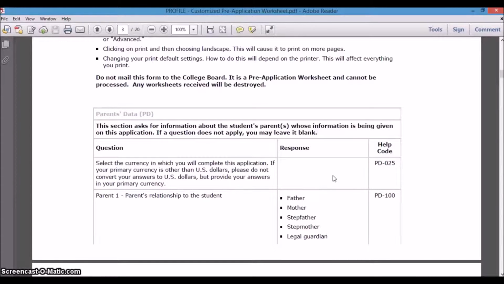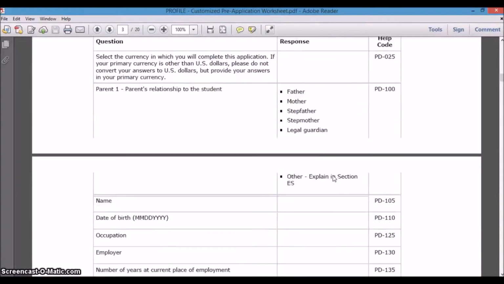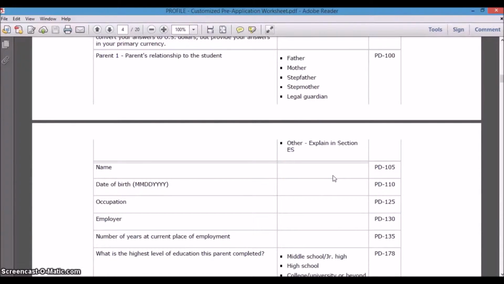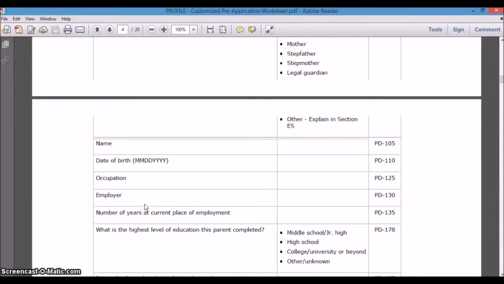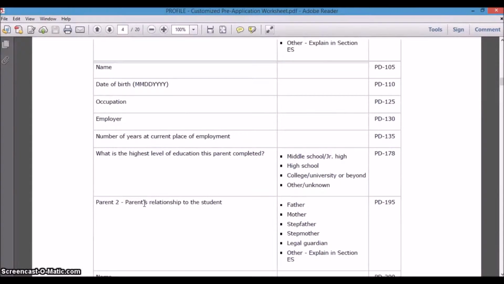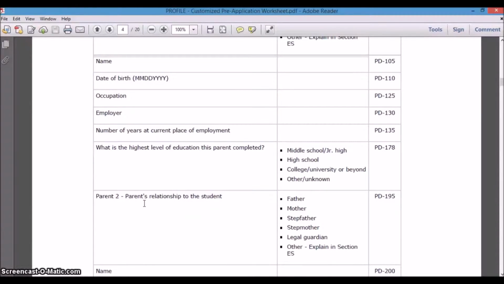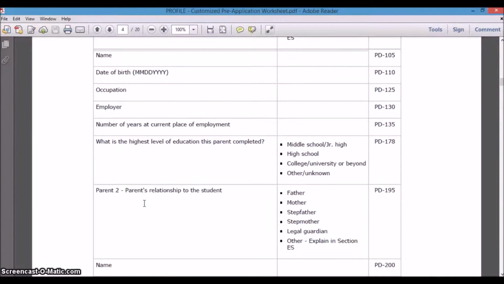So there's the section that says Parent 1 and Parent 2. It doesn't matter how you fill it out. You can have your mother come first or your father, doesn't matter. Just make sure that you write your father's name and then you select that person is your father. After that, you have to answer respective questions for that person, such as their date of birth, their occupation, their employer, the number of years they've been employed or in that current position, and the highest level of education completed. You will fill this out for your parents or your stepfather, stepmother, or any other legal guardian.